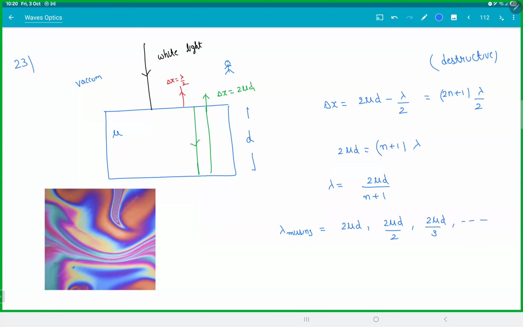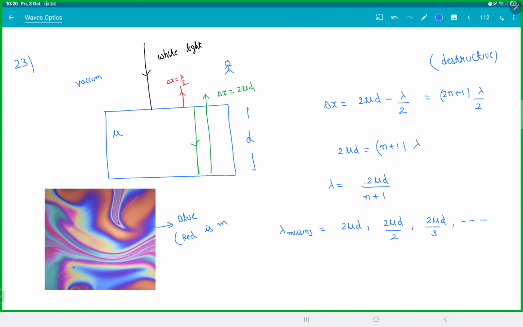So for example, look at this picture here. Here you can see blue. Means what? Red is missing. So at that spot, red is forming destructive interference and blue is forming constructive interference. That's why it looks blue there. So an oil film will not have a uniform thickness.